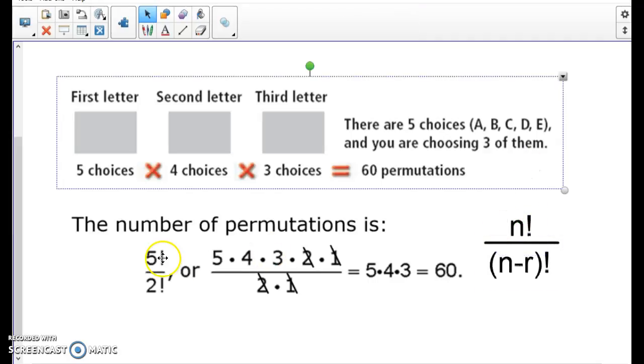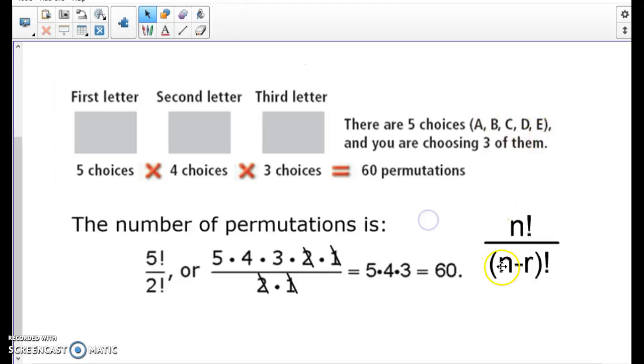So that's where the 5 factorial, because we have 5 letters to choose from, A, B, C, D, E. And then n minus r, so n is still 5, minus 3, because we're restricted to only pick 3 letters, is 2. So that's where the 2 factorial comes from. So 5 factorial divided by 2 factorial.